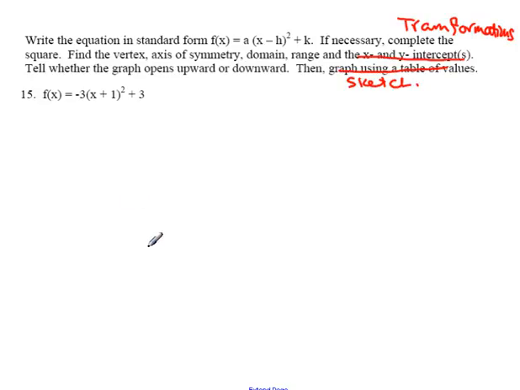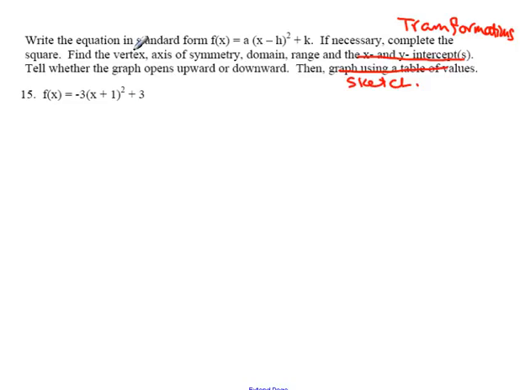Okay, the next set of questions come from section 10.4, where you're to write the equation in standard form if necessary, meaning if it's already in standard form, you don't need to do that. If you do need to put it in standard form, recall that you can either complete the square or you can use your TI-83 or 84 graphing calculator.